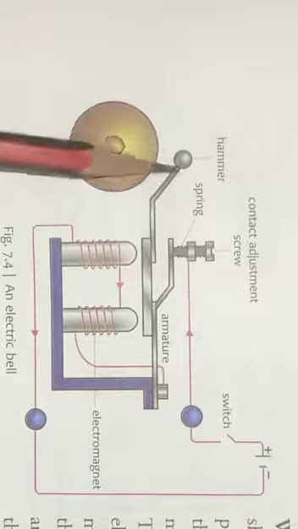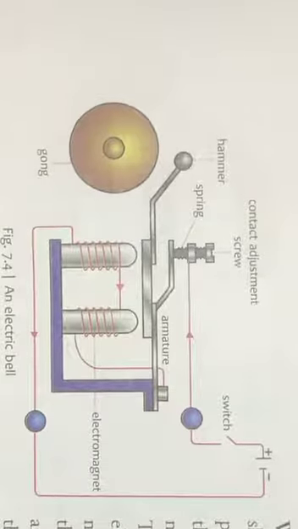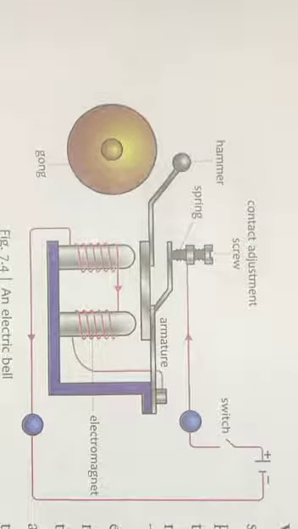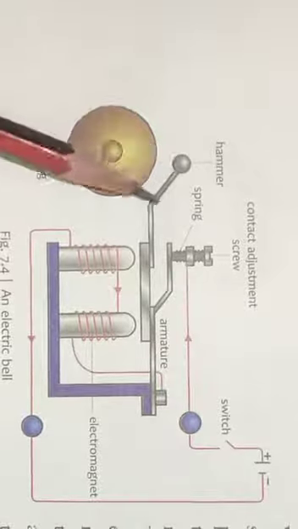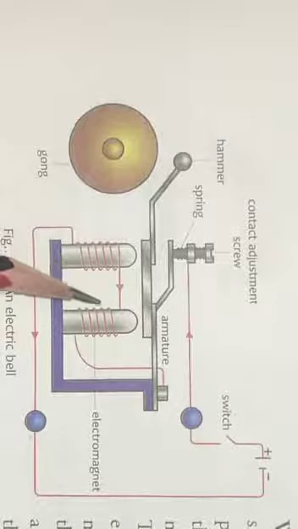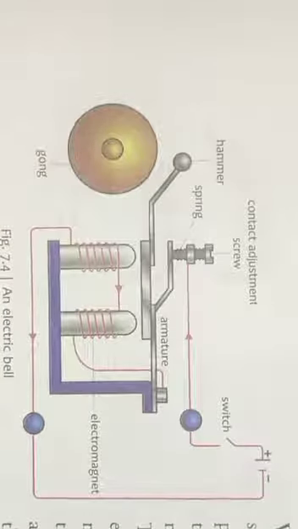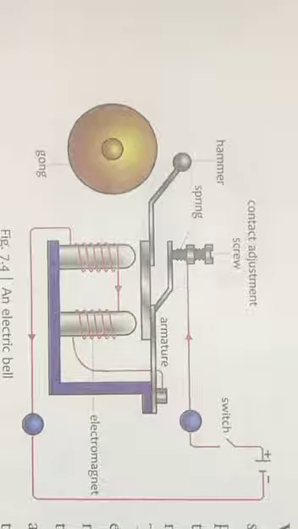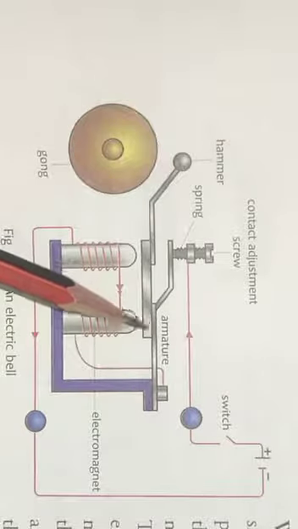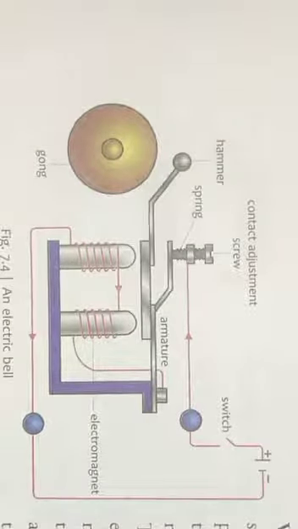Along with it, the hammer moves along with the armature and strikes the gong. The armature moves towards the electromagnet, and the hammer strikes the gong, which results in the ringing sound. When the armature moves toward the electromagnet, there is automatically a break in the circuit. As it moves down, the circuit breaks and the current stops flowing.